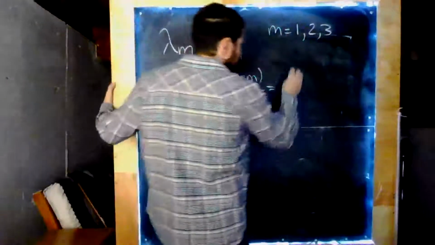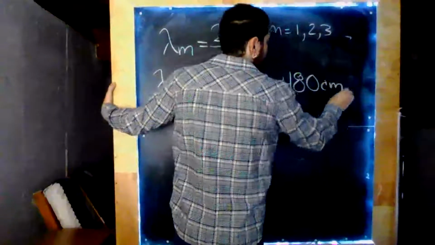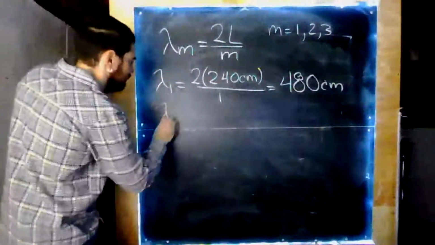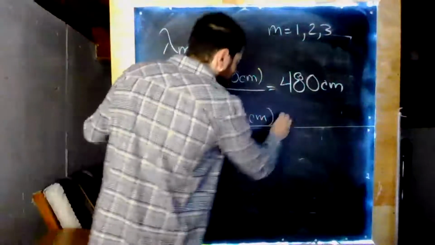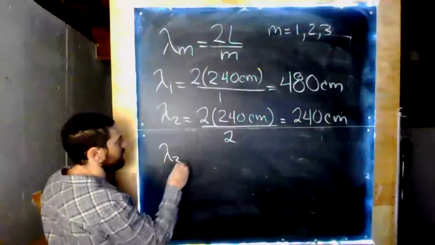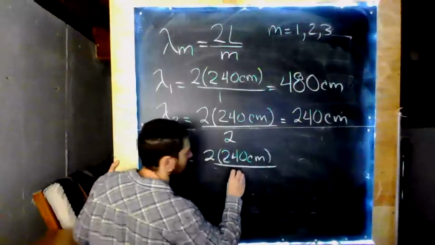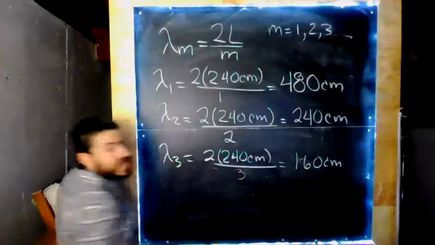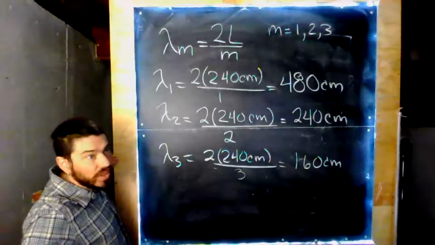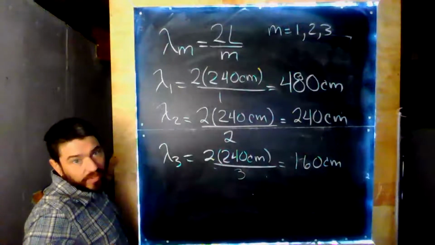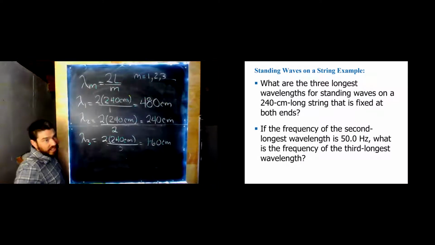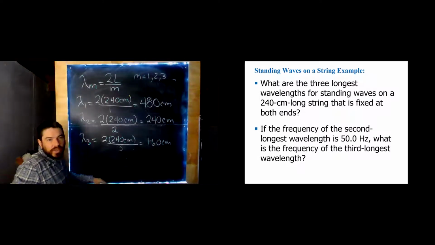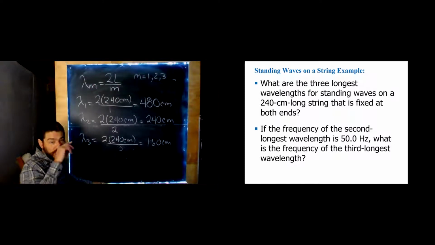Well, 2 times 240 centimeters is 480 centimeters. Lambda 2 is equal to, well, that is, of course, 240 centimeters. And lambda 3 is 160 centimeters. Okay, so those are the 3 longest wavelengths for standing waves on a 240 centimeter long string, fixed at both ends. If the frequency of the second longest wavelength is 50 hertz, what is the frequency of the third longest wavelength? Oh, that's interesting.